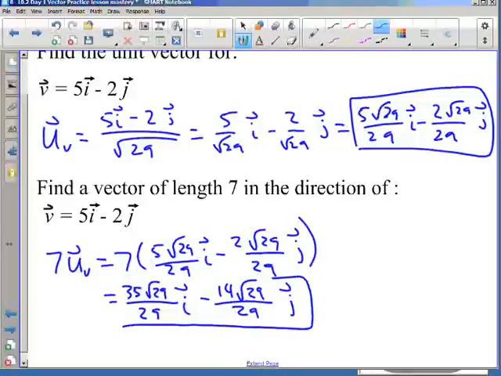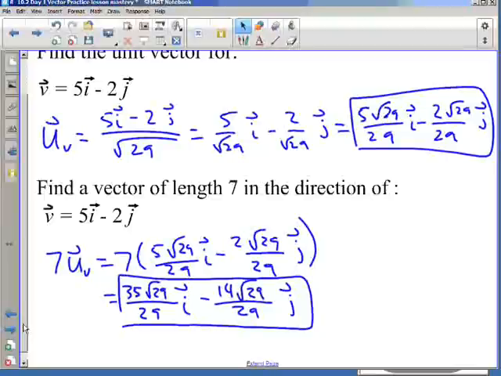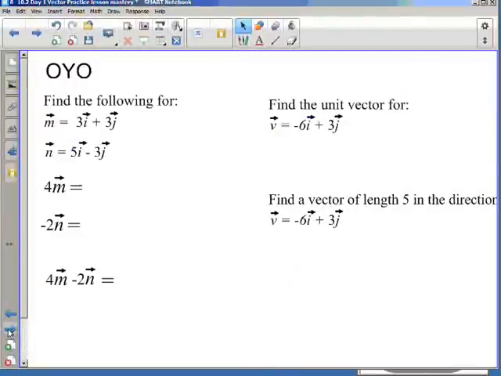Okay, not real complicated, but that's how we do it. On your own, see if you can create the scalar multiples of these values as well as finding the unit vectors. We'll see you in class.